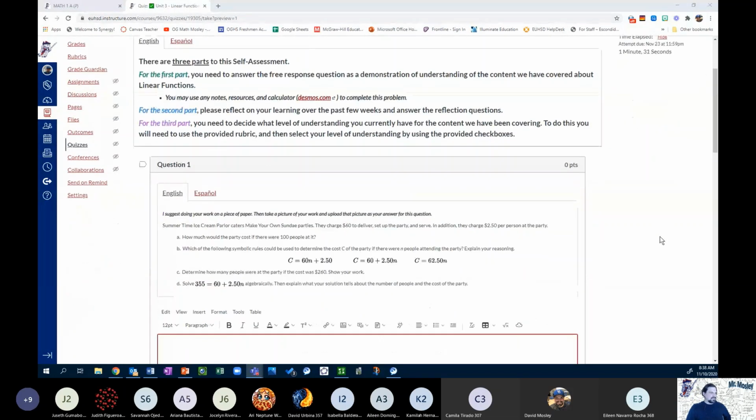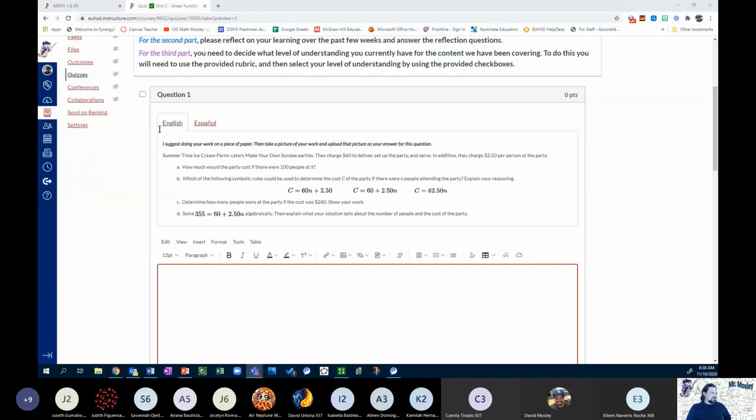In this self-assessment, we have this. This is the problem. This is your demonstration of understanding. There's a few parts to it. I recommend working it out on paper, all right, and then just taking a picture of that and uploading it.